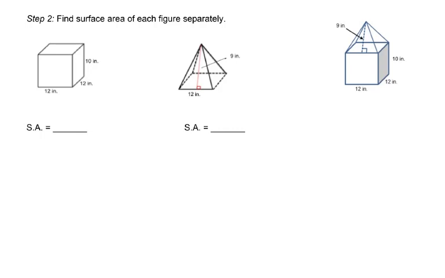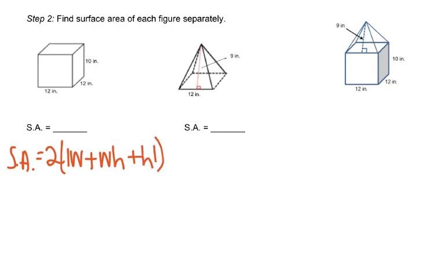Now the second step is we find the surface area of each figure separately. So using our formulas, our formula for rectangular prism is the surface area equals 2 parentheses length times width plus width times height plus height times length. And looking at our shape, 12 is our length, 12 is also our width, and then 10 is our height. We're going to plug those into our formula.